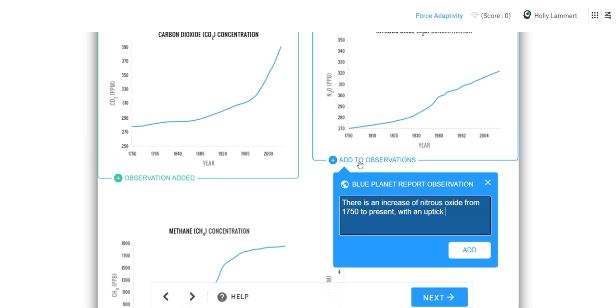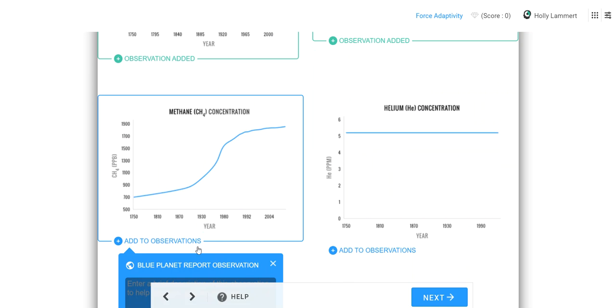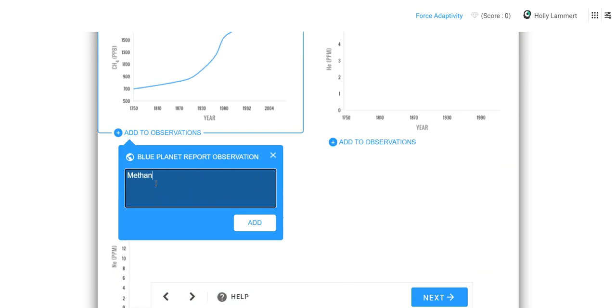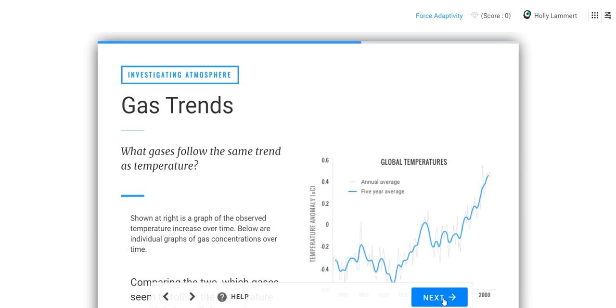I'm seeing here an uptick in 1930. And let's see, same here with methane. All right, so now I've got those added to my graph. I can go on to the next.